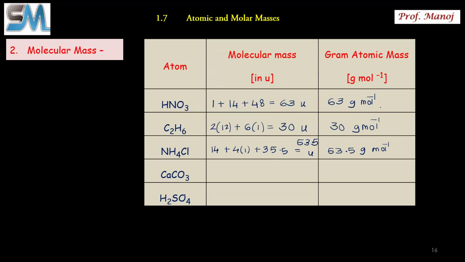Coming to calcium carbonate, calcium 40, carbon 12, oxygen 16 into 3. So it's 40 plus 12 plus 48. This becomes 100 U, or 100 gram per mole.